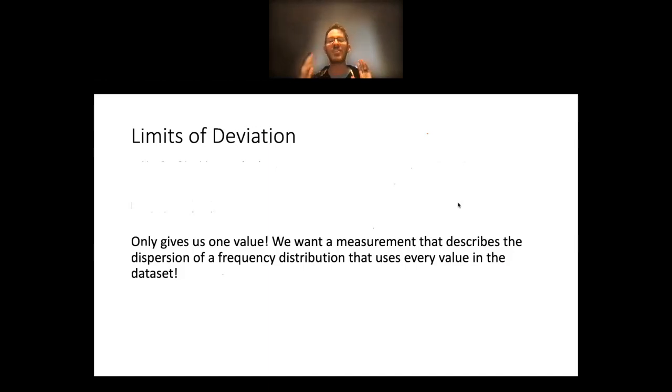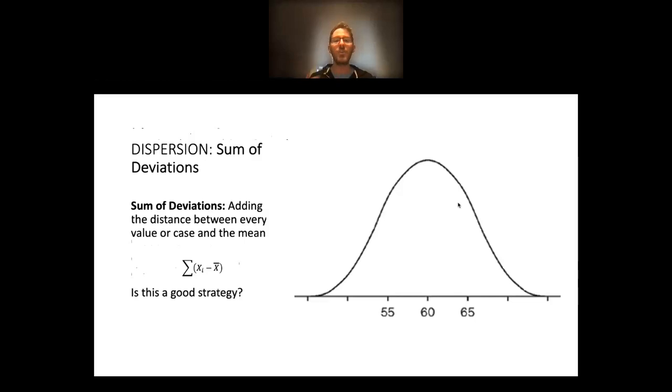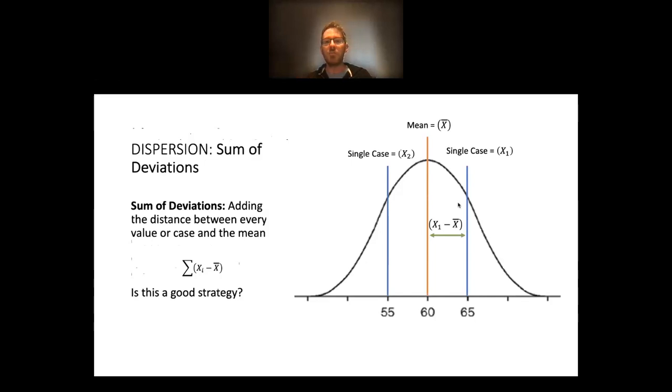We want to have an easy statistic that provides all of the information about the dispersion with one number. So this would only give us one number, but it's only about one case instead of every single case that's part of the frequency distribution. So one option is adding up every single deviation. So we would take the mean and then we would find every single case, find how far away it is from the mean, and then we would add them all up.